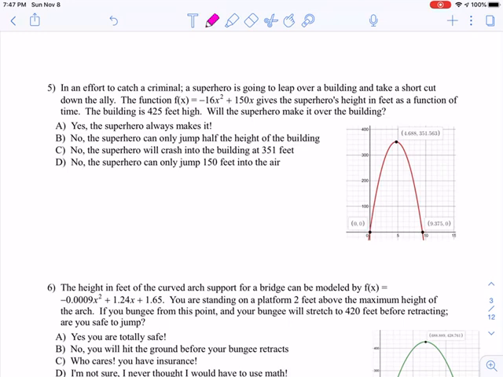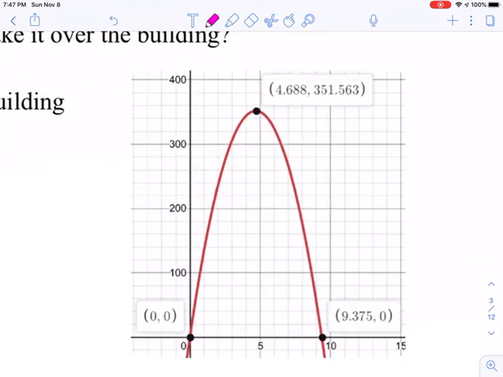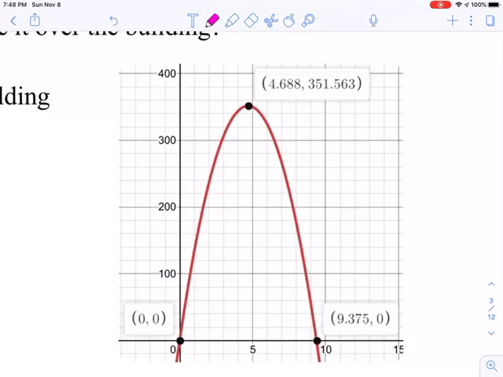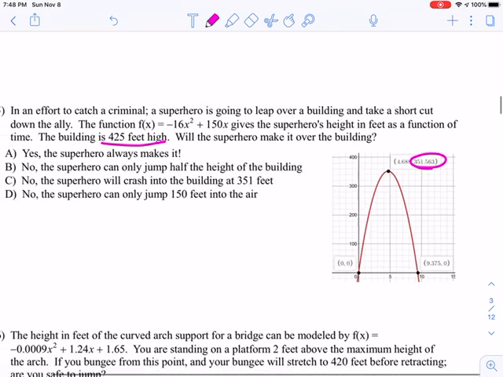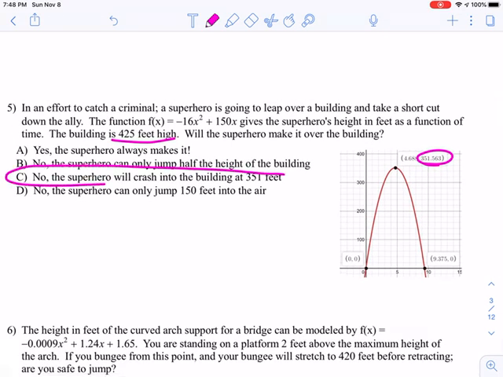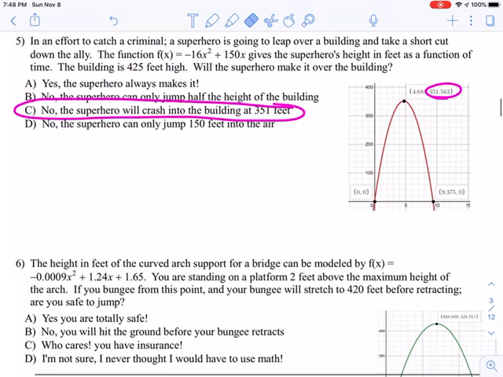Okay. Next one, we have a superhero wanting to leap over a building so he can take a shortcut down the alley. There's the function and its graph. The building is 420 feet high. So how high can the superhero get? At his maximum, he can only get about 352 feet. Is he going to clear the building? No. He will crash into the building at about 351 feet because he can't quite go high enough.